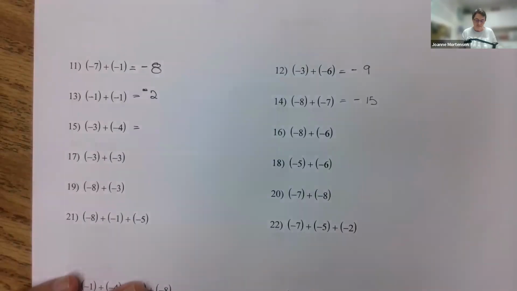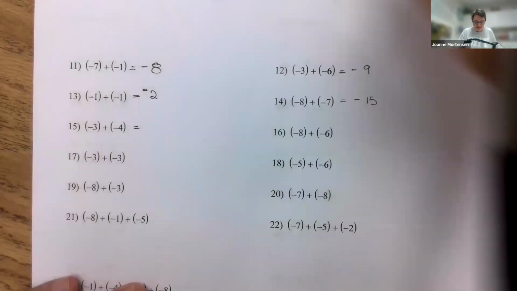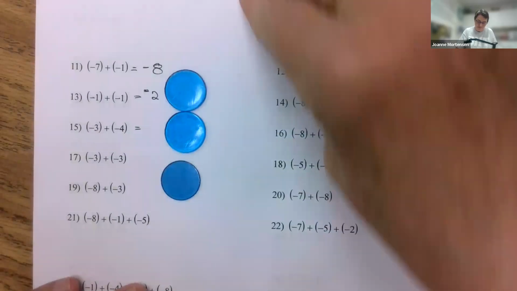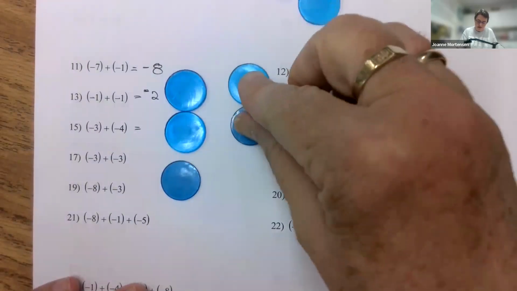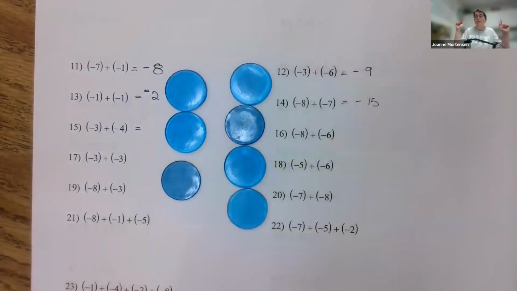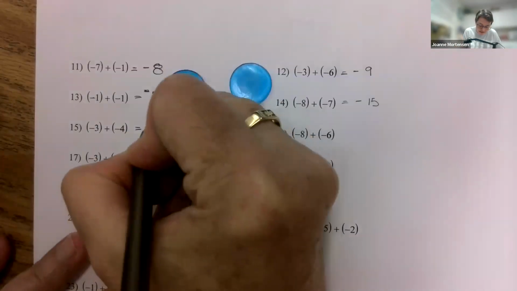Another way to do this, because I have them sitting here, 3 negatives and 4 negatives make a grand total of, you know it, -7.